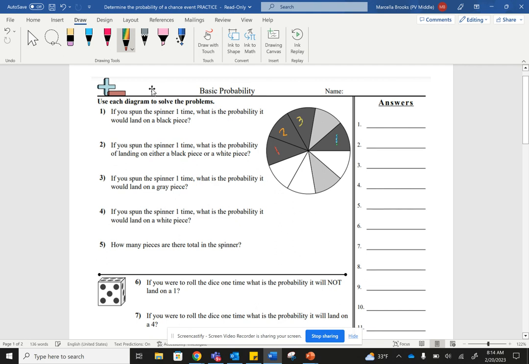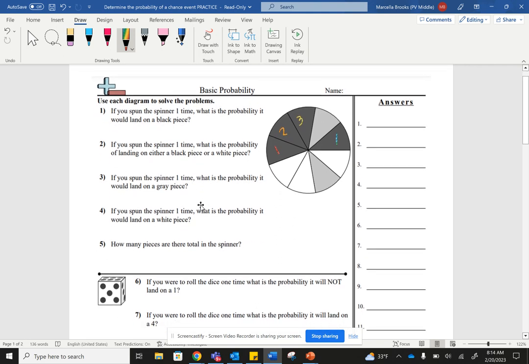Oops, that's the part of my screen that doesn't work. So maybe if I scoot it over. Nope, that's exactly where it doesn't work. So 1, 2, 3, 4.